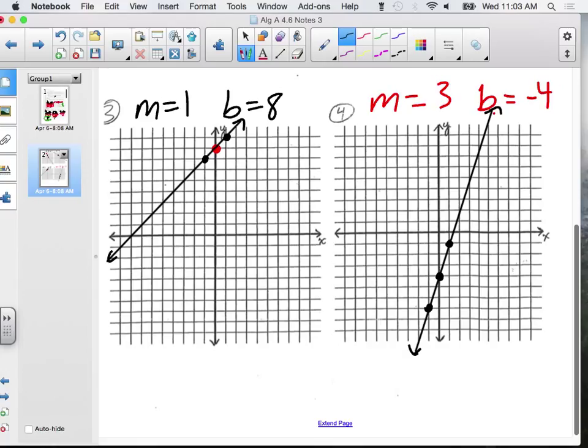Alright, and one more quick thing. What kind of behavior do our 3 and 4 have? Positive. Both of them? Yes, because they're rising from left to right, and hopefully our graphs agree with that. So we know we did a good job, right? Alrighty.